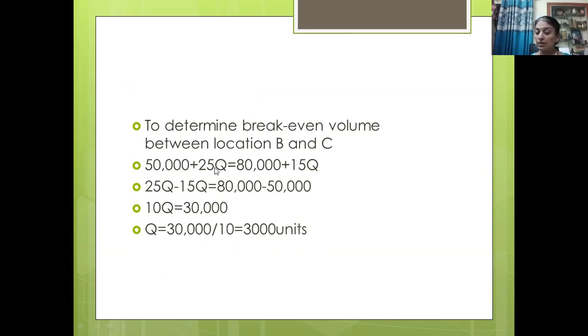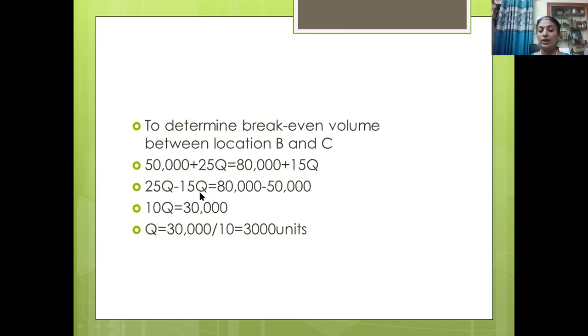That is 50,000 plus 25Q. And for C, fixed cost is 80,000. Variable cost is 15 per unit. So 15Q. Now again 25Q. You bring this 15Q this side, 25Q minus 15Q, and 80,000 is here. You bring this 50,000 to this side, and 80,000 minus 50,000 is the 30,000.